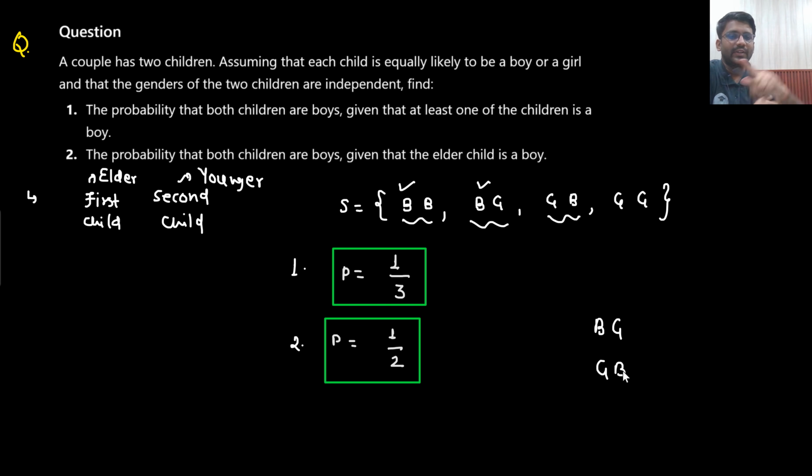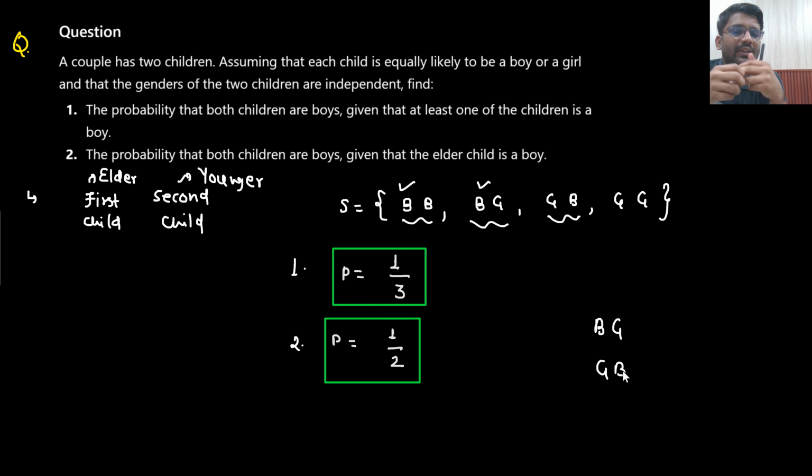Always, when the question is coming on children, always take care of the case of elder and younger as well. First child is boy, second child is boy. First child is boy, second child is girl. First child is girl, second child is boy. First child is girl, second child is girl. So total 4 cases are there.